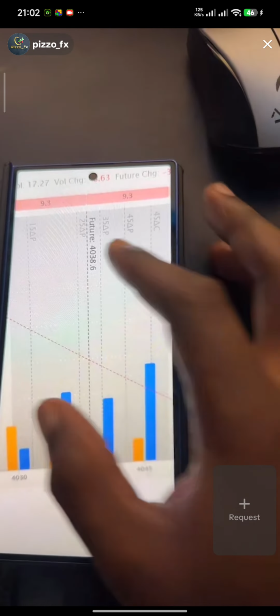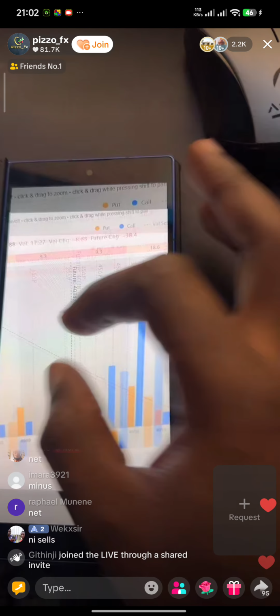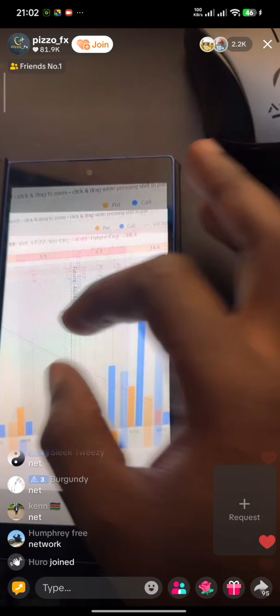NCIC says the probe against the 10 commenced after they received complaints from Kenyans. The commission has also blasted Duale.